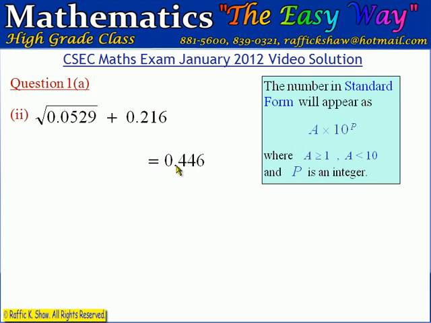But to correct that multiplication of 10 to the 1, we also multiply by 10 to the negative 1. So let's show that adjustment.